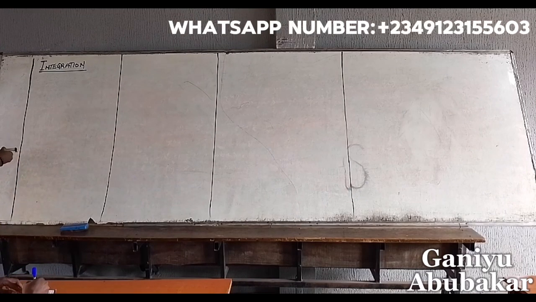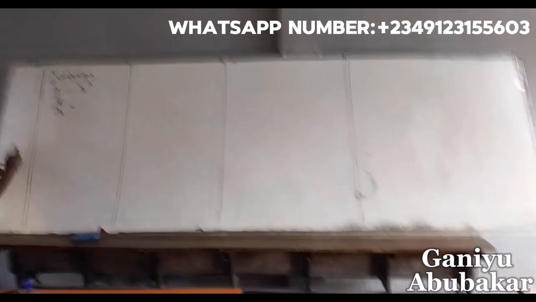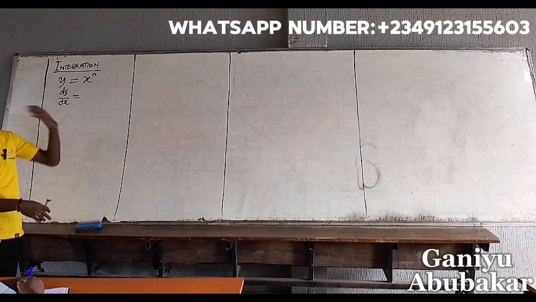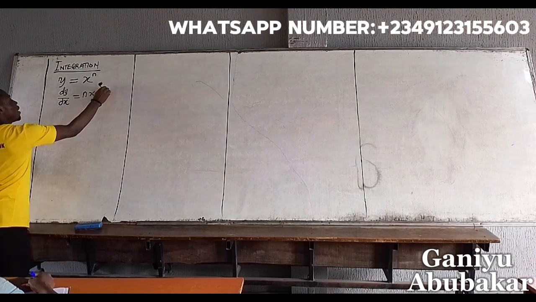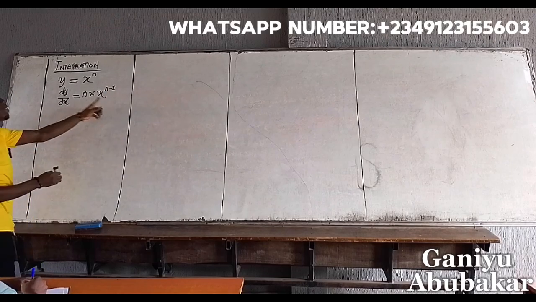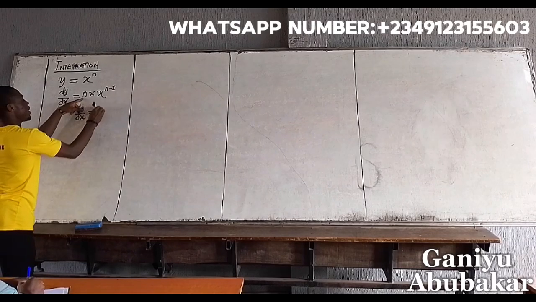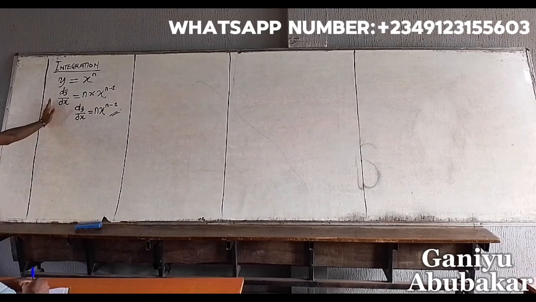So let's say that I have y equal to x to the power n. In my differentiation method, I have y and x, so that becomes what there? dy over dx is equal to, as you said, for differentiation, the idea is to multiply by the power and subtract 1, right? So that becomes n times x to the power n minus 1. Combine these two: dy over dx is equal in value to nx to the power n minus 1. This becomes the concept of differentiation.